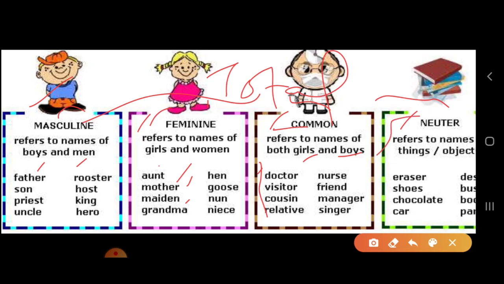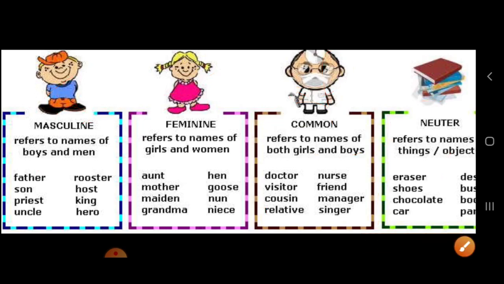Moving further, we have many non-living things in this world that exist, and the names of such non-living things are known as neuter gender. So neuter gender refers to the names of things and objects. Examples: eraser, shoes, chocolate, car, etc. Now let's understand the gender of noun with some more examples.